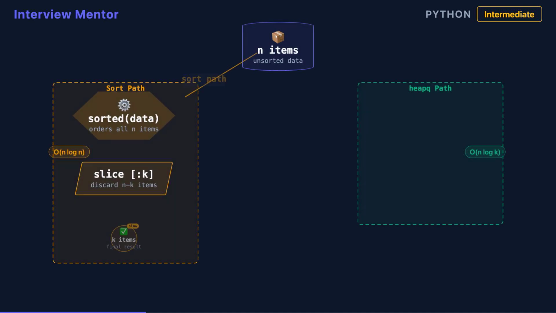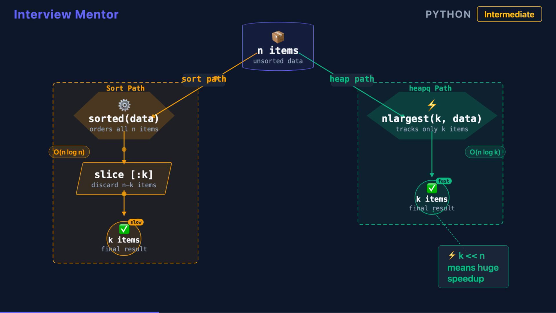The complexity difference explains why. Sorting is O of n log n. Every element gets ordered. heapq runs in O of n log k, where k is just how many elements you want. When k is 10 and n is 1,000,000, the log term alone gives you roughly 20 times less work.